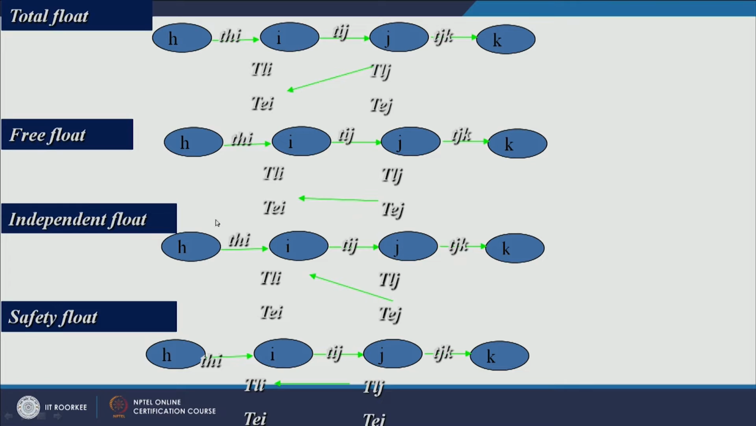If you look at independent float, TE of this event and TL of this event minus the duration of this activity, which is Tij. In all these cases, the duration of the activity is Tij. And safety float is TLJ minus TLI minus the duration of the activity. So, these are very simple equations, you can simply write them down.